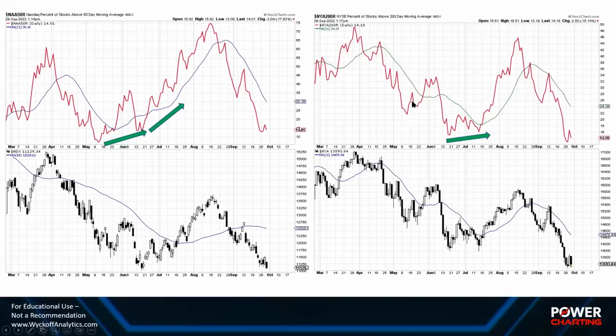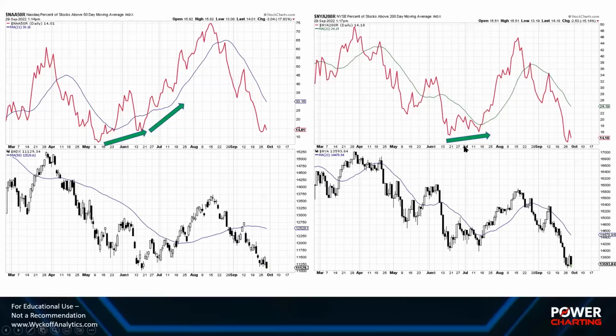Now, here's the percent of stocks above their 200-day on the New York. Note that this moves much slower than the 50. You'd have to get above the 50 on a breadth basis, a number of stocks, before you're going to get a breadth divergence in the number of stocks above their 200. They've got to get above the 50 before they can get above the 200.